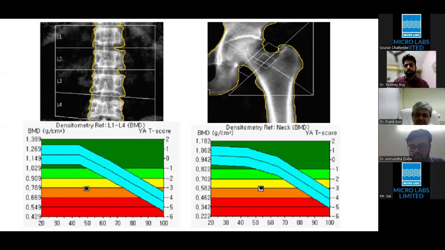So how do you diagnose osteoporosis from this? Because we are discussing all these things because these are important for the patient. This contributes to the life of the patient. So what is the test and how do you see? Whatever the T score, how do you define osteoporosis in this patient?